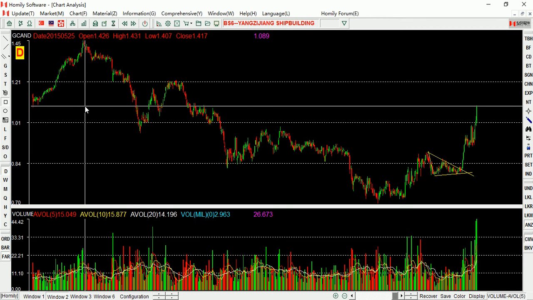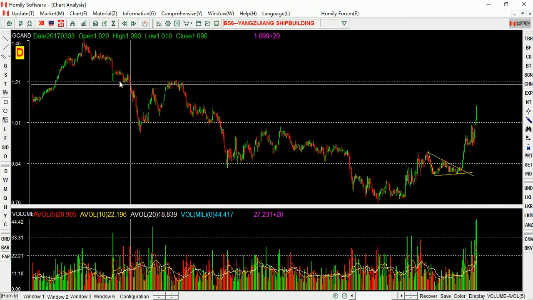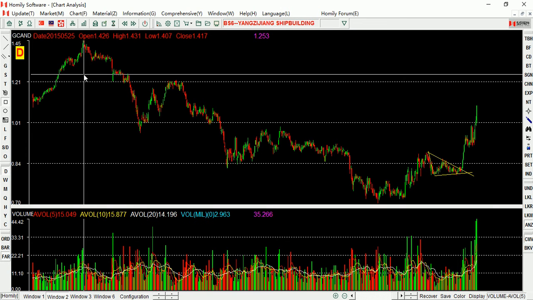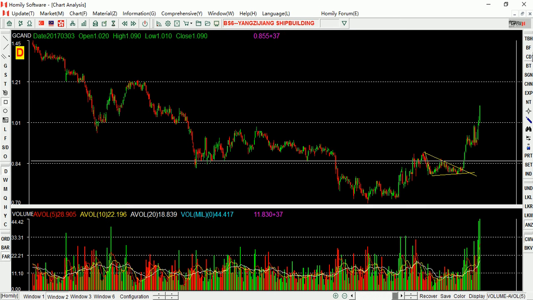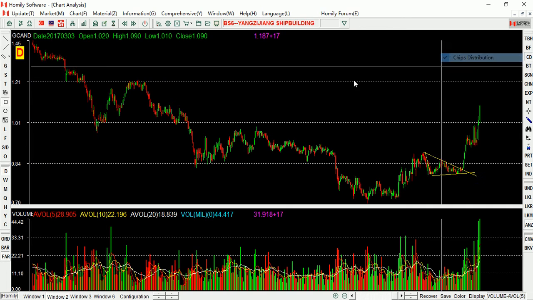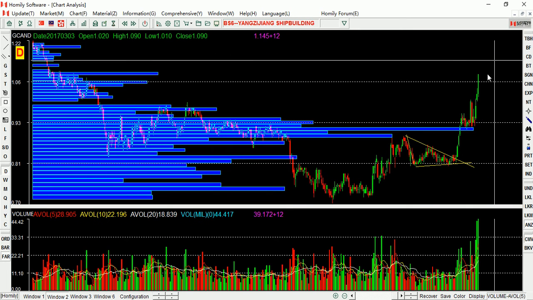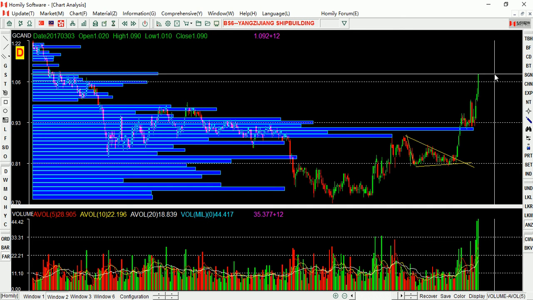If you want to find the resistance, you'd better connect the high point to the current price. If you want to judge the support, you'd better connect the low point to the current price. So to find the resistance, we connect the high point to the present price. Then we click CD, chips distribution. So we know that here is a small resistance, right?